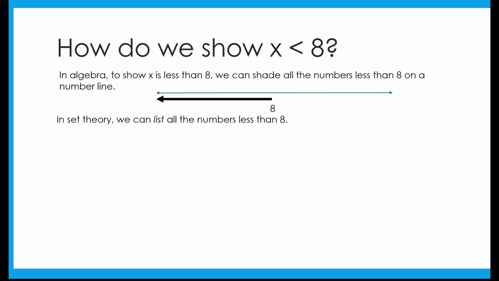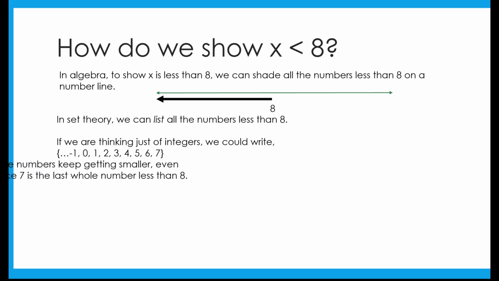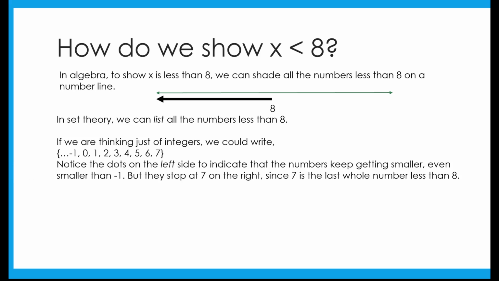In set theory, we list all the numbers less than 8. If we're just thinking of integers, positive and negative whole numbers, then we'll write our list like this, with a dot, dot, dot on the left side to indicate that the numbers keep getting smaller on the left, that you could go to -2, -3, all of those little negative numbers. But on the right-hand side, they stop at 7, since 7 is the last whole number or integer less than 8.